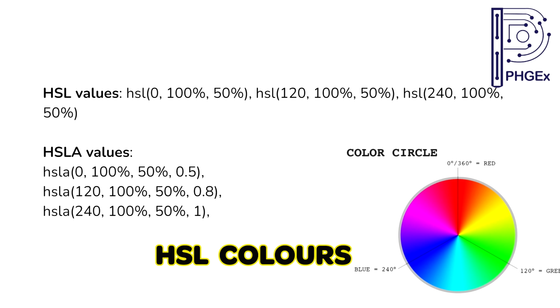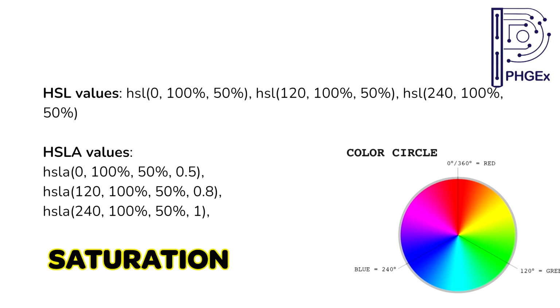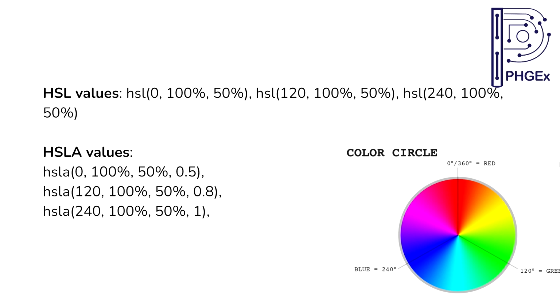The next color parameter that we are going to consider is the HSL color values. HSL stands for hue, saturation, and lightness. And for us to really understand this, let us consider the color hue. So this color hue is used to select the hue of the color.